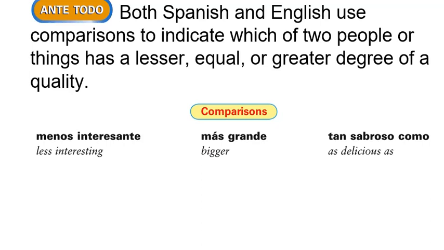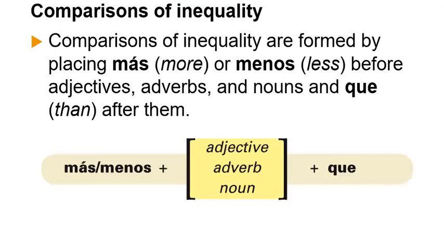So let me stop fumbling around here and just show you some examples. We're going to use this formula to compare unequal items, things, amounts: más, then this part of speech, plus que. So we'll have más and then an adjective and then que to talk about how much somebody has more of this quality than someone else, or less of that quality than someone else.